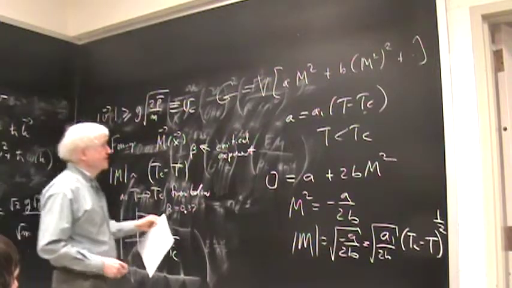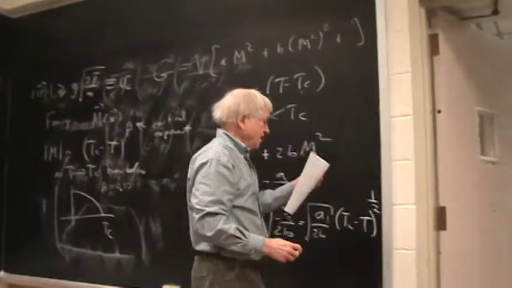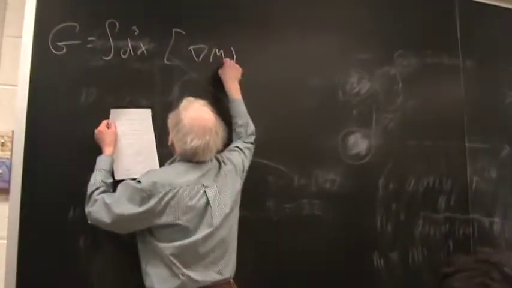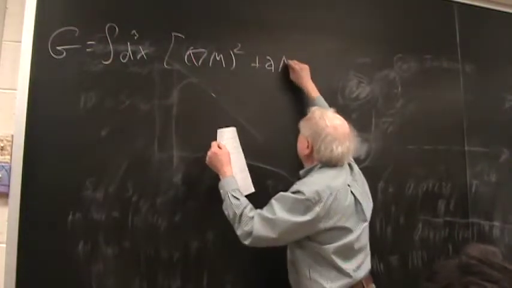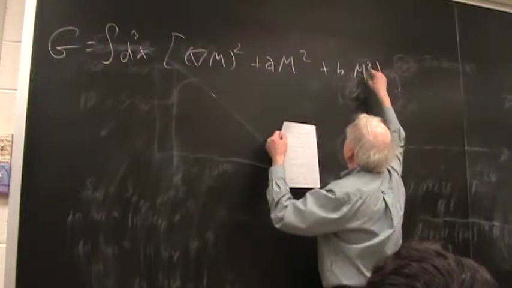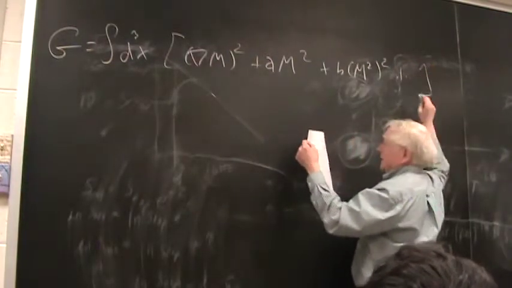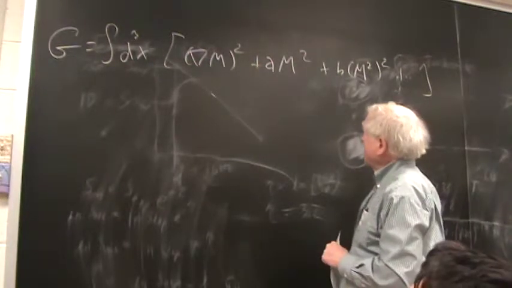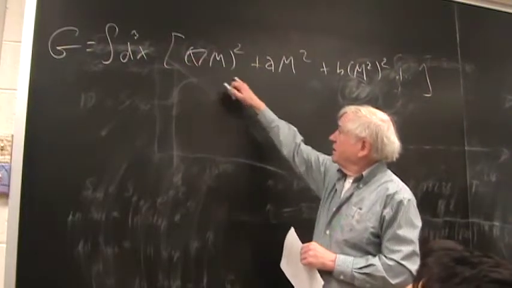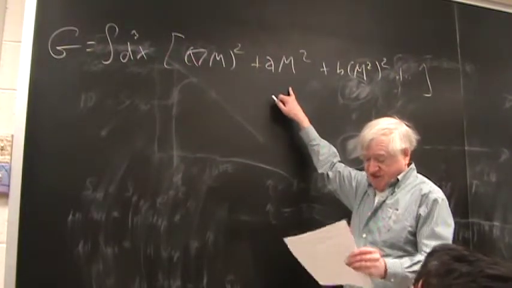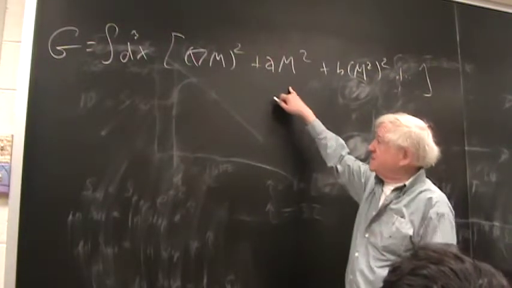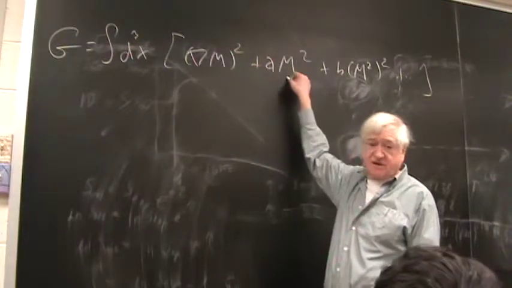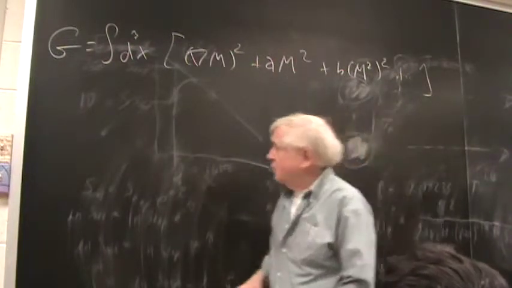We can go a little bit further than this. We can add the term that we obviously left out. We can say, well, the free energy is the integral d cubed x, again we're just doing space, of grad m squared plus A m squared plus B m squared squared plus... okay. And now, what do we have? I'm going to make it shorter than what Z did, because I think you can already recognize that in this theory you can see what the propagator would be.